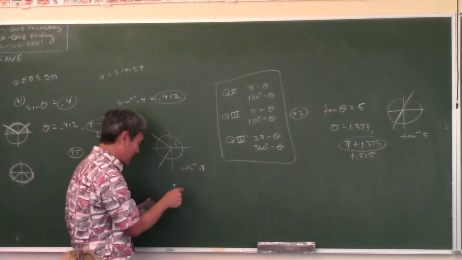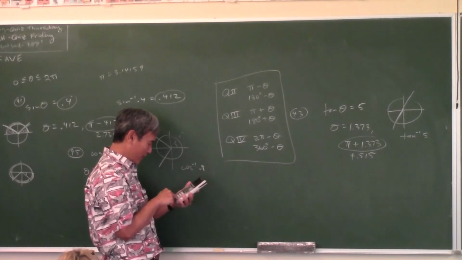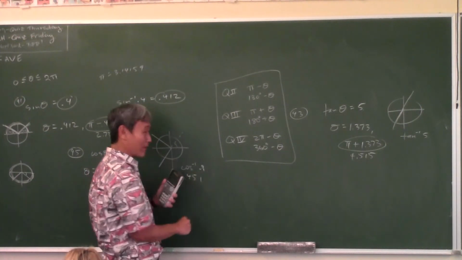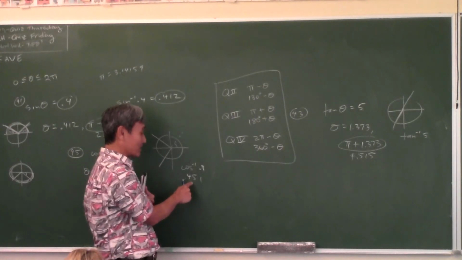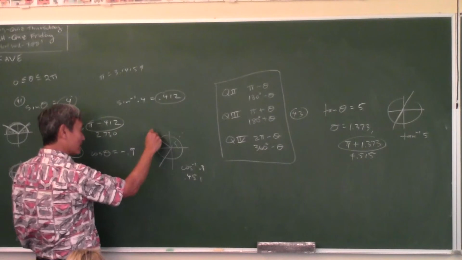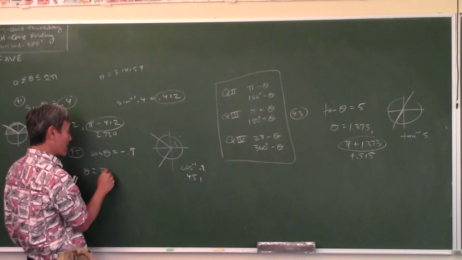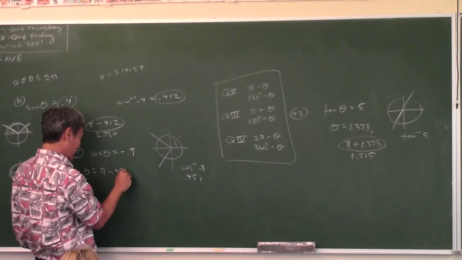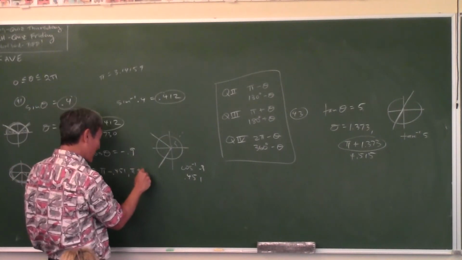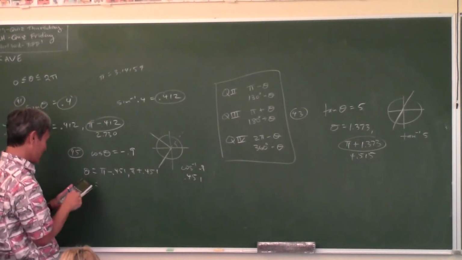So punch that in on your calculator. Cosine inverse 0.9. 0.451 radians. That's the reference angle, okay? So, how do I get the angle that's in the second quadrant? If you use the chart? Pi minus that. And how do I get the one in the third quadrant here? Pi plus that.